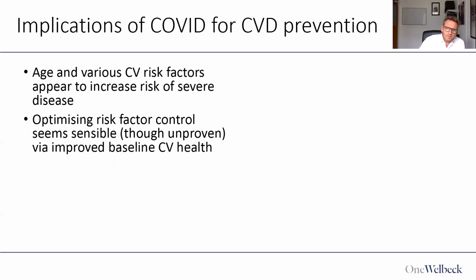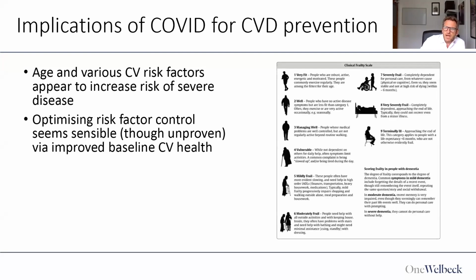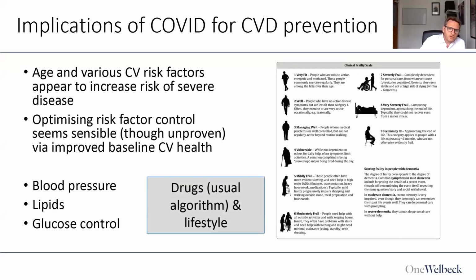So what are the implications of COVID for CVD prevention? Age and risk factors do appear to increase the risk of severe disease. So optimizing our risk factor control, though unproven, seems sensible just to improve our baseline cardiovascular health and our overall health as well. And don't forget that our clinical frailty score may have an impact on how we get managed if we happen to end up very sick in hospital. So we should all be aspiring to be as healthy as possible. So treat risk factors as per usual using drugs with the usual treatment algorithms and lifestyle.